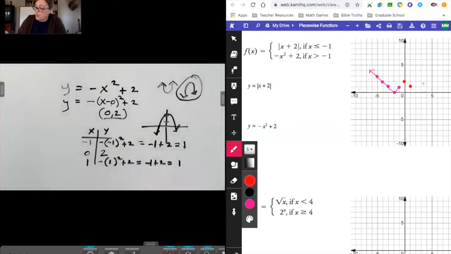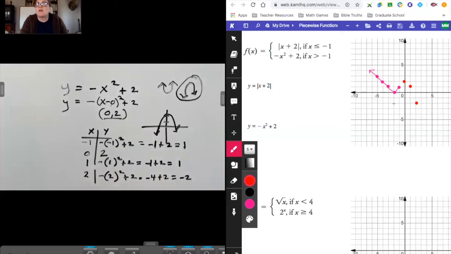We could do one more point and then just use symmetry. Let's try 2. -2 squared plus 2. 2 squared is 4, carrying along the negative that's being multiplied out front, plus 2. And we get -2. 2, -2. Here is my axis of symmetry going through the vertex.